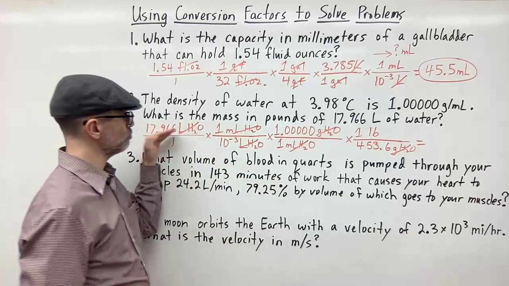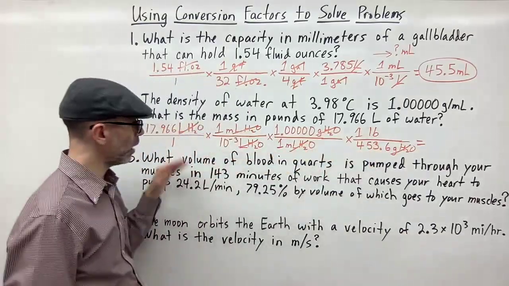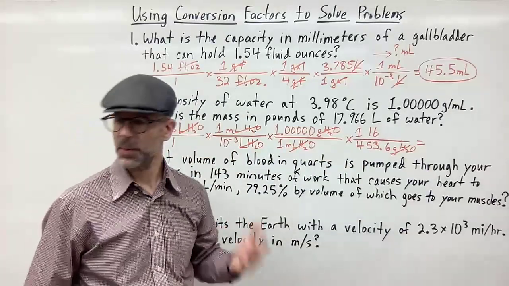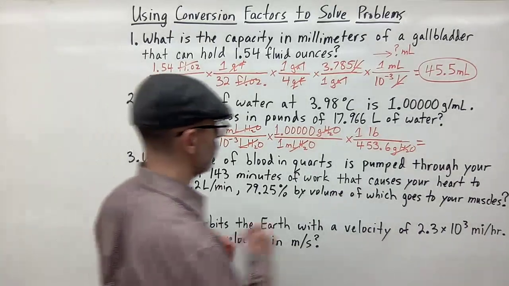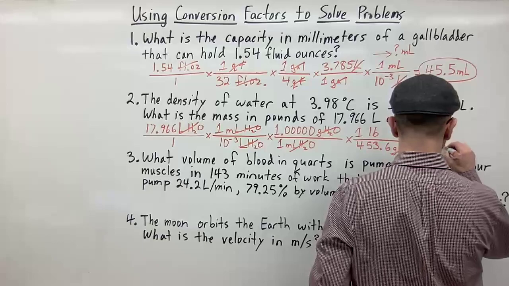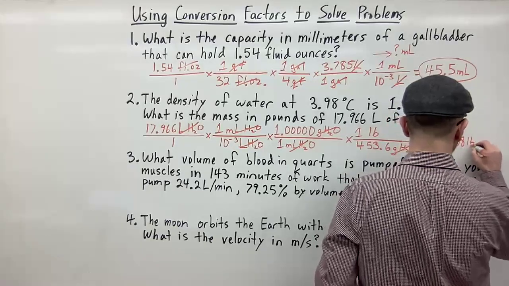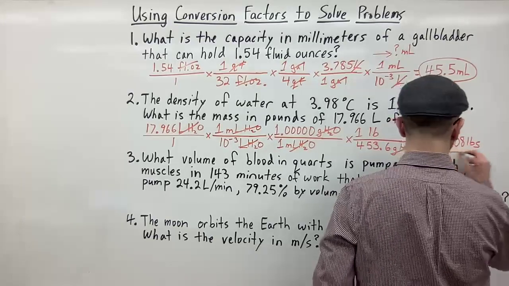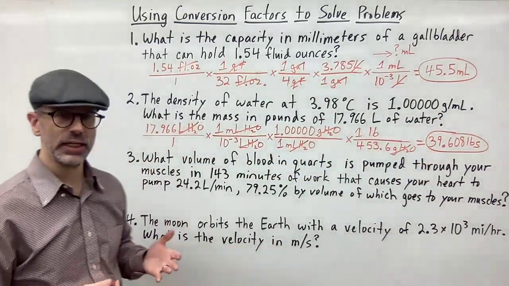Now all I need to do is multiply everything on the top, divide by everything on the bottom, and I get my answer. And when I do that, I get 39.608 pounds of water. So let's double check our sig figs.